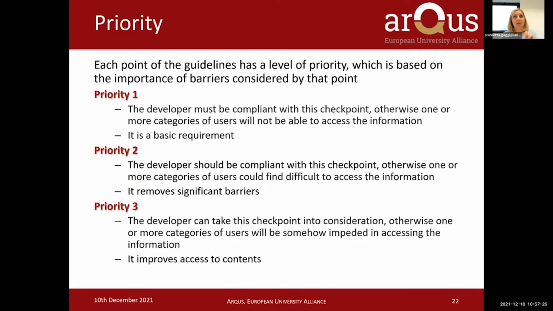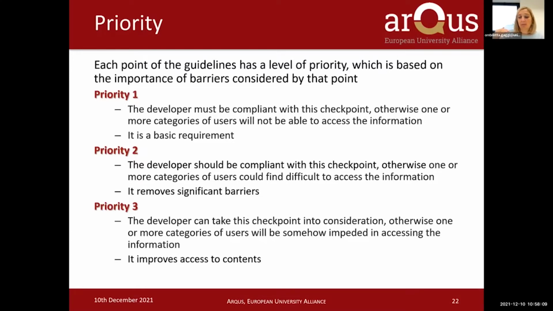If we also remove the priority 3 barrier, in this case, I'm improving the access to the content. So priority number 1 is a basic requirement. Priority number 2 is removing significant barriers. Priority level 3 improves the access to the content. In this case, I have a ramp with a gentle slope, so I can enter, and I don't need to spend a lot of effort to enter the building. The definition is that the developer can take this checkpoint into consideration. Otherwise, one or more categories of users will be somehow impeded in accessing the information.